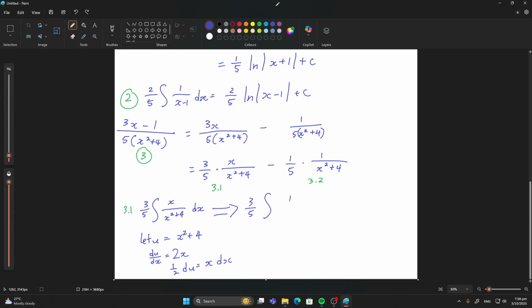So it equals 1 over u times half du, because my x dx becomes half du. So this becomes 3 over 5 times 1 over 2, bring out the constant, and then 3 over 10 ln u. Just sub back in the u value, and there you have it. That's 3.1.